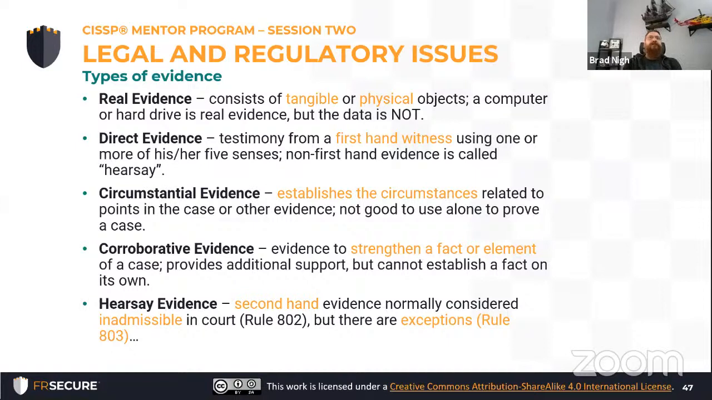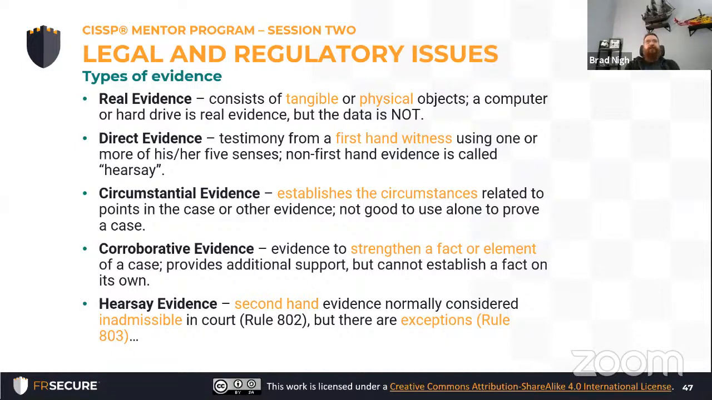Direct evidence is the second. Testimony from a first-hand witness. Again, really what you want to remember is real evidence, tangible, physical. Direct evidence, first-hand witness, using one or more of the 5 senses. So I saw Evan do this, and I'm just picking on Evan today, or I heard Evan say this. That would be direct evidence.